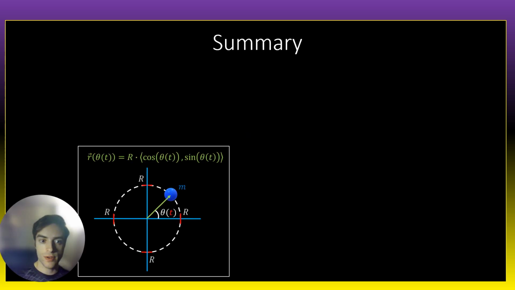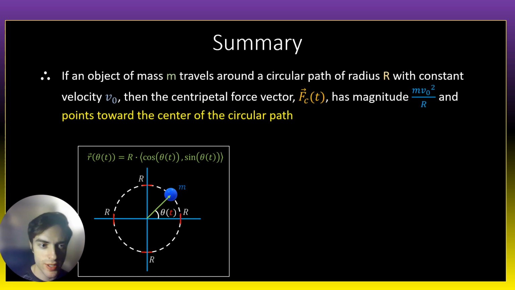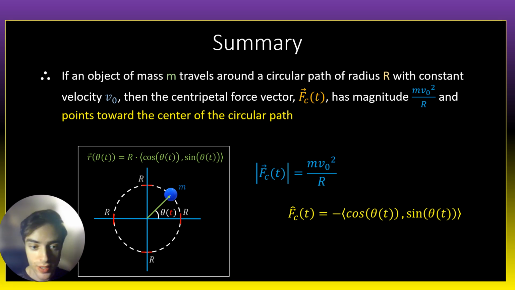And here's a summary of our findings. We found that if an object of mass m travels around a circular path of radius r with constant velocity v0, then the centripetal force vector, Fc of t, has magnitude m v squared over r, as shown right there, and it points toward the center of the circular path, as shown right there.